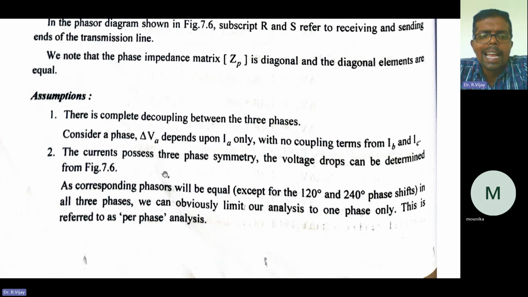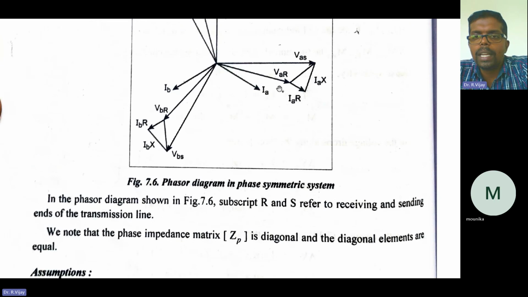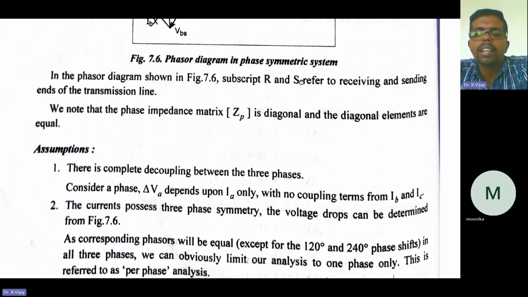Next, the current possesses three-phase symmetry, that is, the voltage drops can be determined. So what is the voltage drop? This is the receiving end and this is the sending end. This is the drop that combines your resistance and reactance. Resistance and reactance is the drop. So that is what they say here.